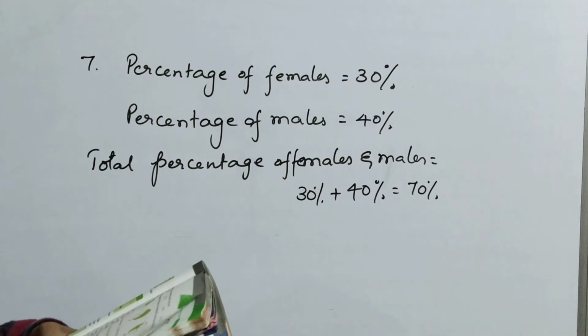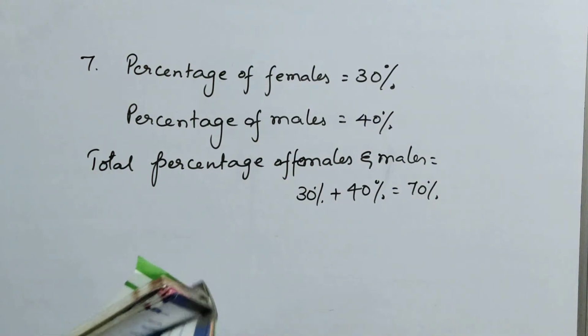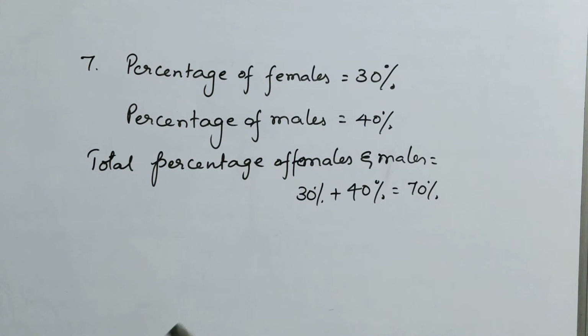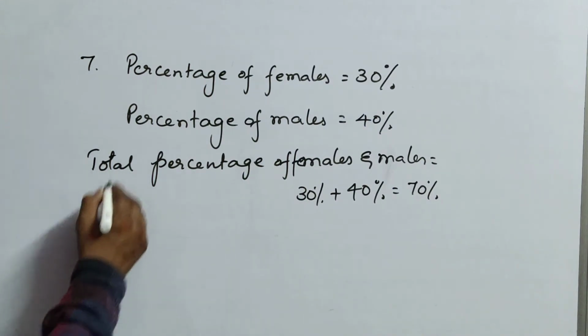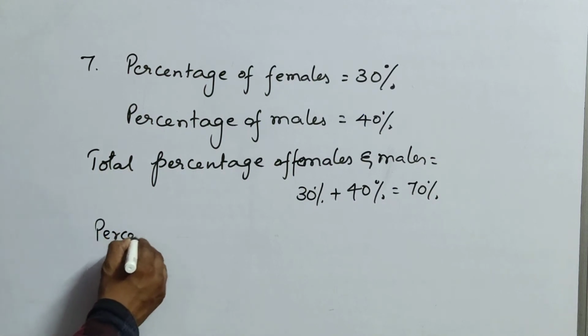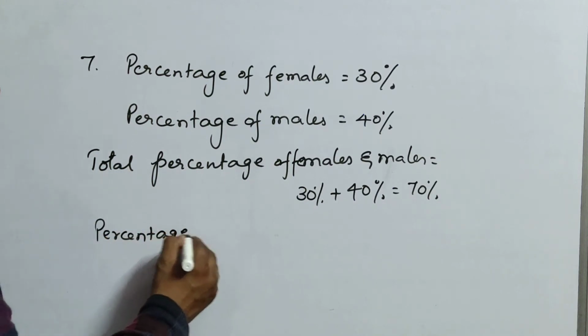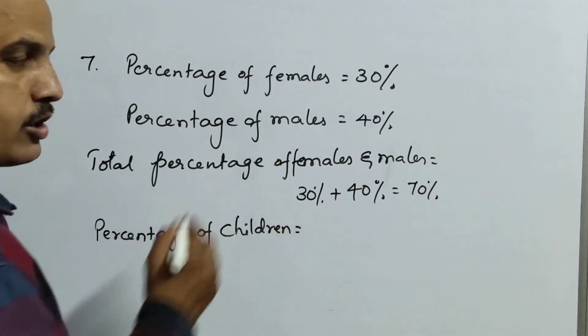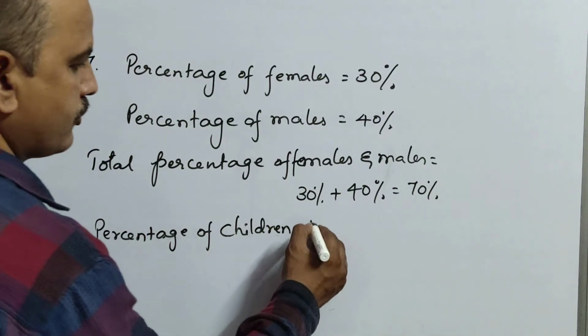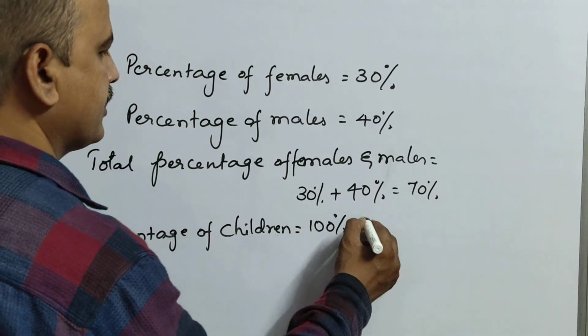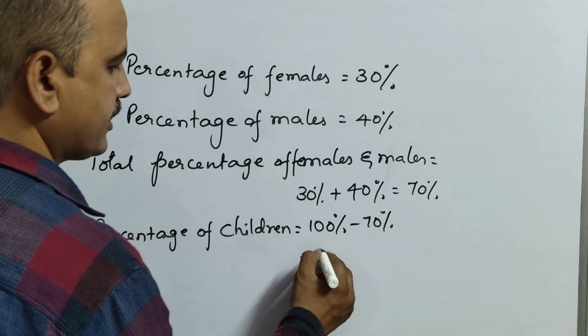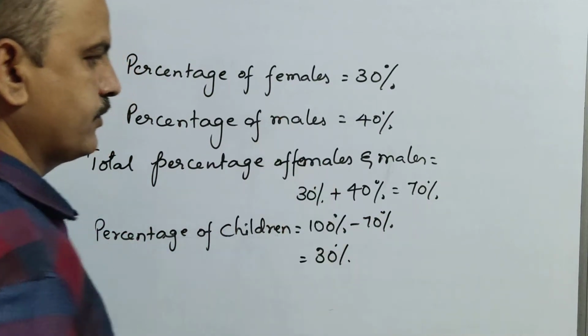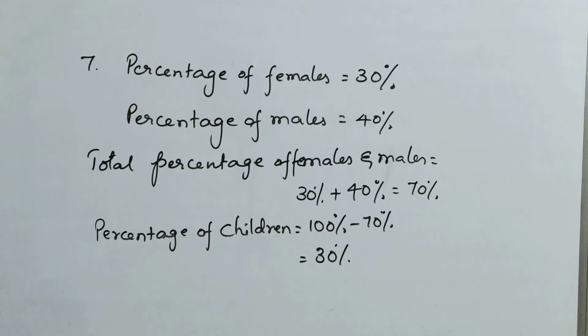But it's asking us to find the percentage of children. The remaining are children, he said. Percentage means 100, no? So the percentage of children equals 100% minus 70%, so that is 30%. Okay children, is it clear? That is the answer, so note this down in your CW.